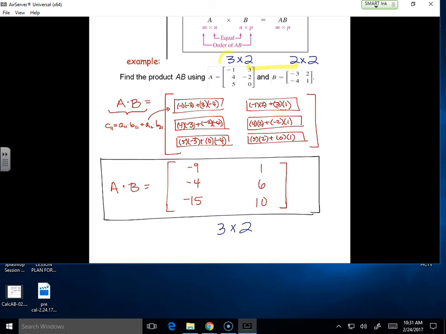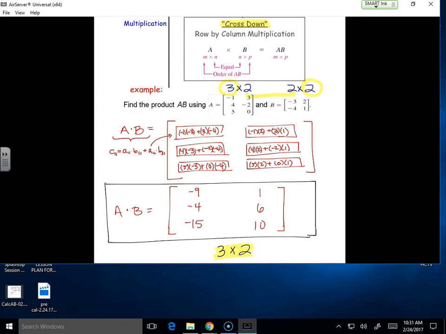And what is the answer going to have as its order as long as those two are the same? The outside ones. And if you guys notice up there, isn't that kind of what you wrote in the little boxy thing? The ends have to match, the inners have to match, and the outers show the answer. You see it?